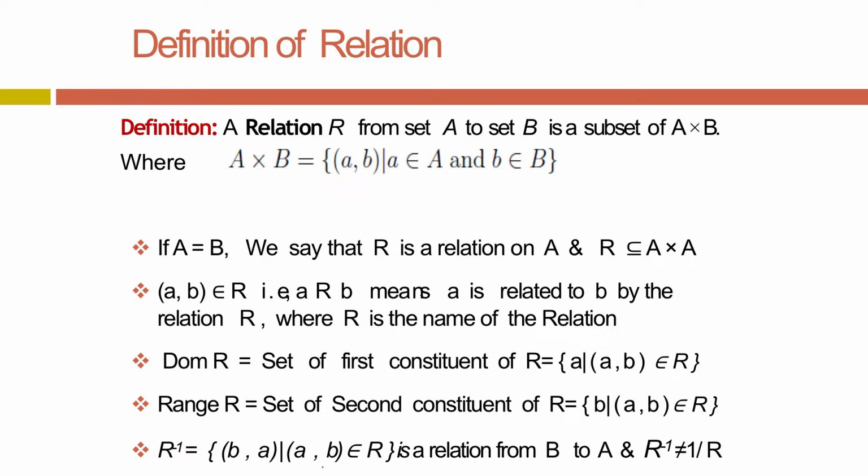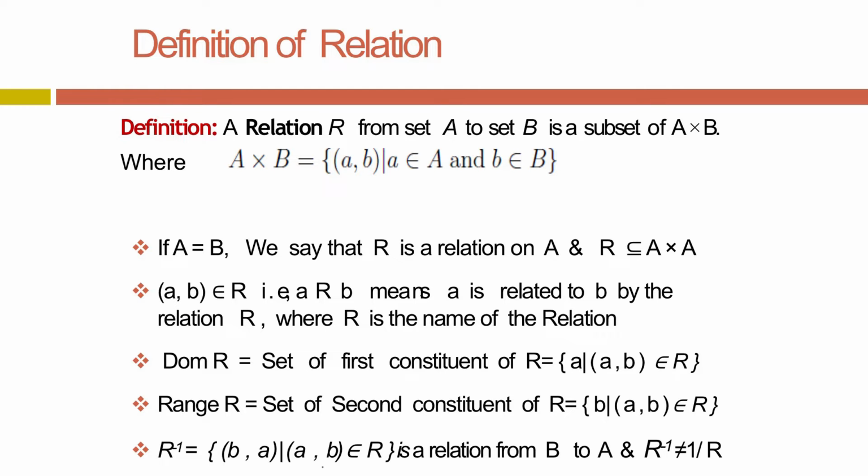If the relation name is F, it will be (a, b) belongs to F. Domain of R is the set of all first constituents of the relation, that is a. Range of R is the set of all second constituents of R, that is the set of b. R inverse is the set of all ordered pairs (b, a) such that (a, b) belongs to R. R inverse is the inverse relation from B to A. R inverse is just the notation, and R inverse is not equal to 1 by R.